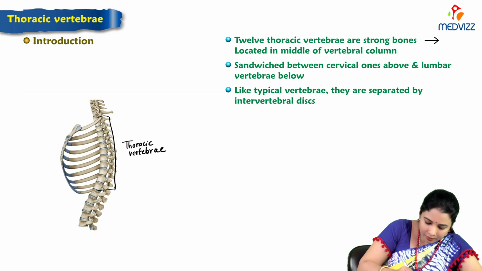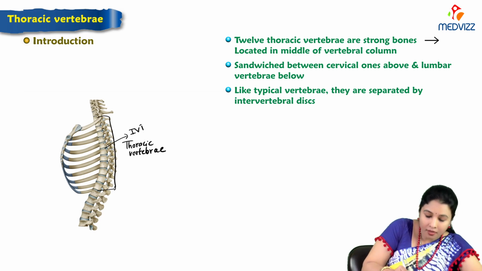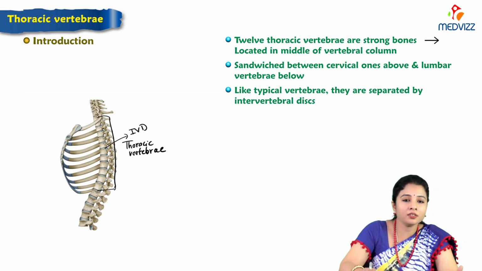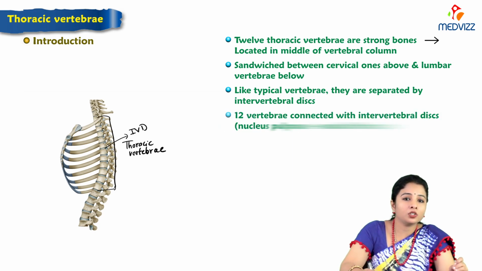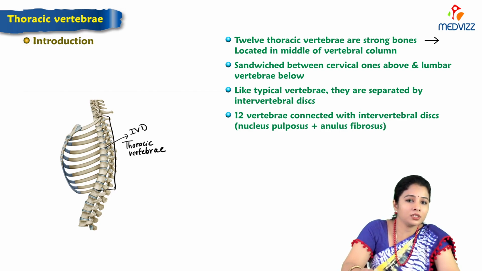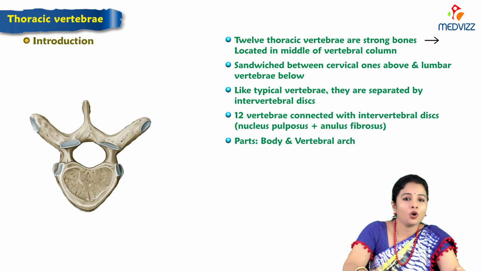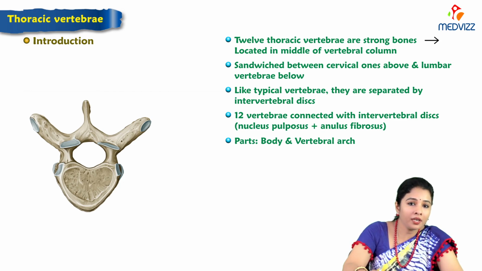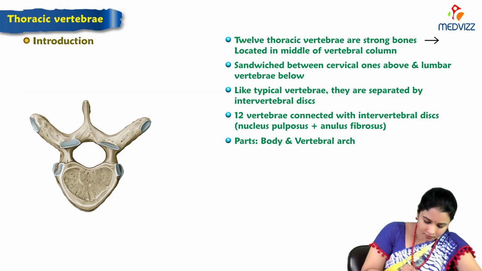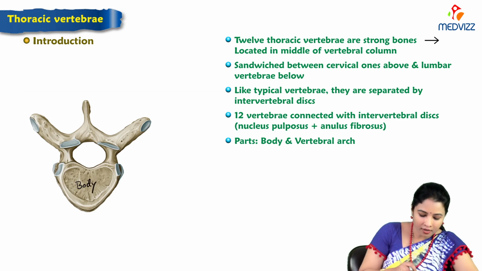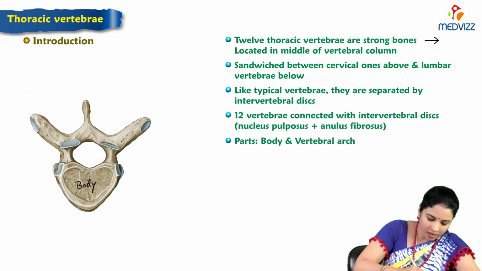And we can see the intervertebral discs which are present between these thoracic vertebrae. So there are 12 vertebrae connected with intervertebral discs, and the intervertebral disc contains the nucleus pulposus and annulus fibrosus. So first we shall discuss the parts of the thoracic vertebra. Normally a thoracic vertebra has two parts, that is the body and the vertebral arch. This is the body and the rest of it is the vertebral arch.